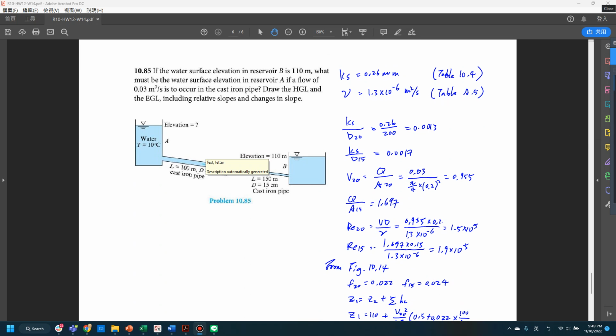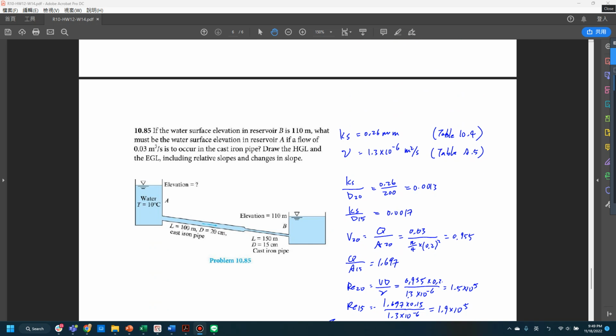For this last homework problem, 10.85, it basically follows a similar procedure as the previous problem, but in this case, we already know the elevation at this lower reservoir, which is equal to 110 meters, and we want to solve for the elevation of the upper reservoir. So basically, it's almost exactly the same procedure as the previous one.